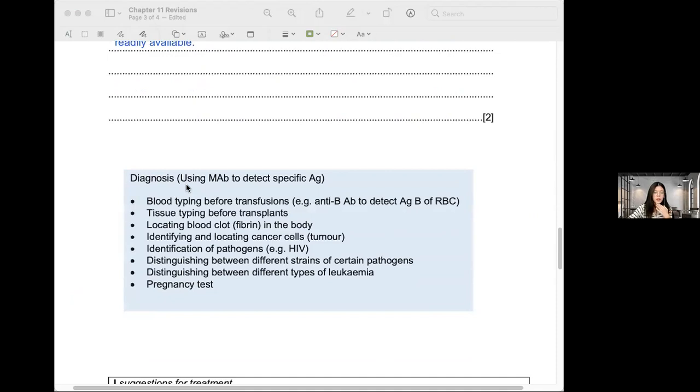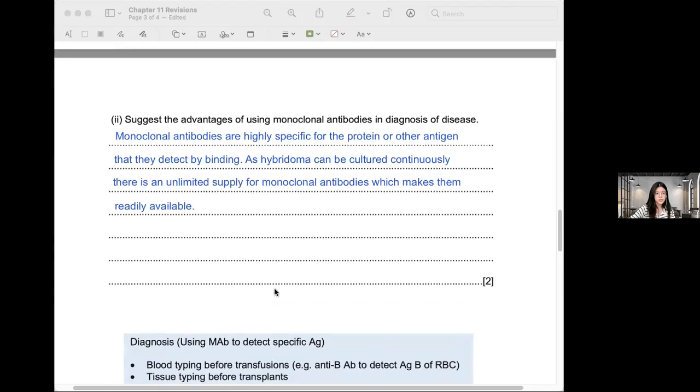So monoclonal antibody can be used for diagnosis, for example, blood typing before transfusion, tissue typing before transplant, locating blood clot in the body, identifying, locating cancer cells, identification of pathogens, distinguishing between different strains of certain pathogens and different types of leukemia, and for pregnancy test.